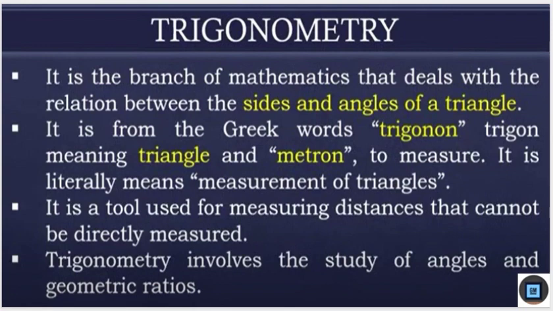Ngayong araw pag-usapan natin yung 6 trigonometric ratios. But before that, pag-usapan muna natin kung ano ibig sabihin ng trigonometry. So trigonometry is the branch of mathematics that deals with the relation between the sides and the angles of a triangle. It is from the Greek words trigonon, which means triangle, and metron, which means to measure. So literally, pag sinabi nating trigonometry, it is the measurement of triangles.